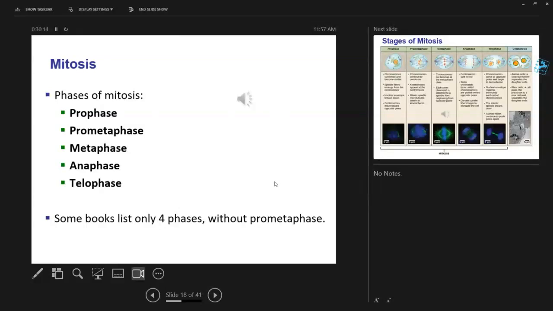The phases of mitosis. The mitosis can be divided up into these five stages listed there, and so some books list only 4 phases. The book we're using now includes an extra pro-metaphase. I don't know why they do that. When I was in high school and college, it was always prophase, metaphase, anaphase, and telophase. But some books have to be different and add an extra phase just to confuse people, I guess.